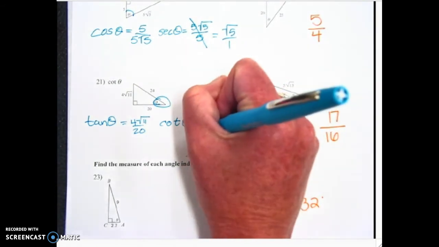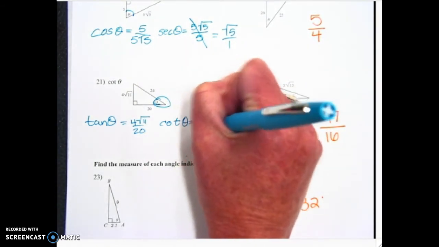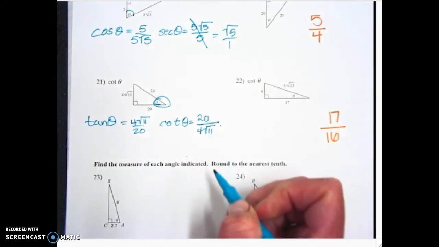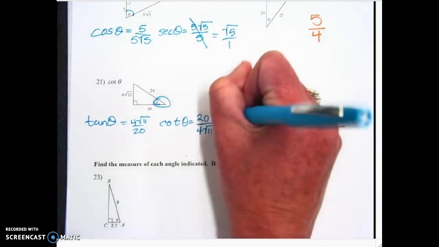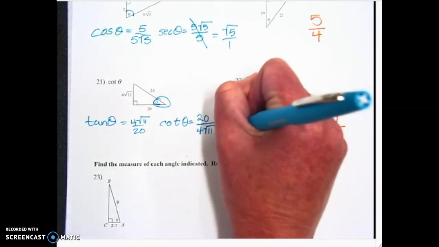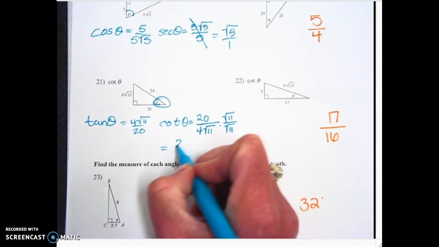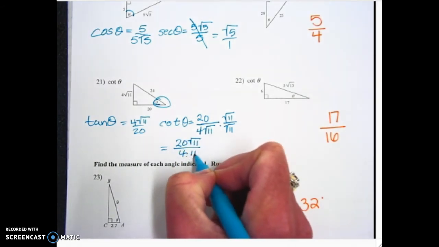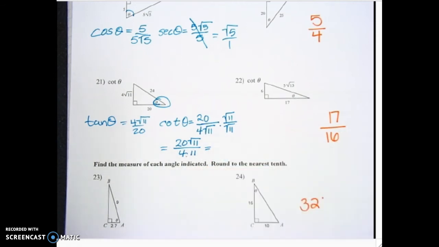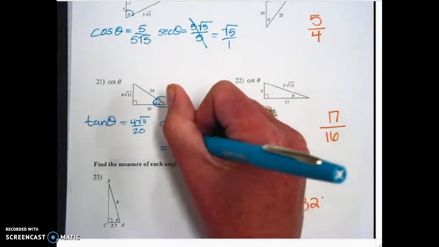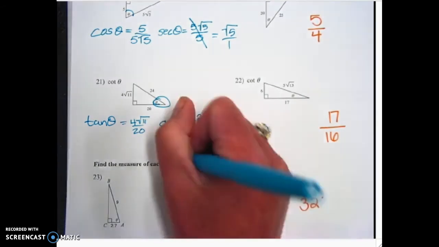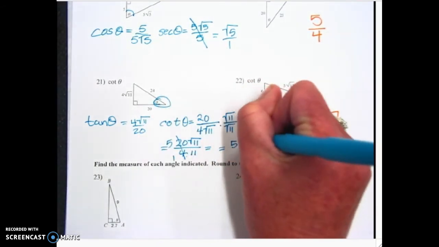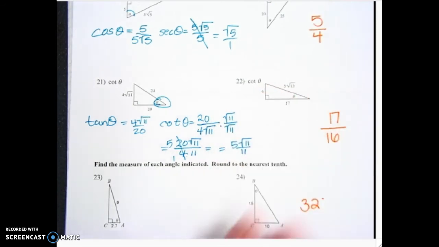So 20 over 4 rad 11. Can't have the radical in the denominator, so you need to multiply by square root of 11 over square root of 11, which gives you 20 square roots of 11 over 4 times 11. And then 4 goes into 20 5 times. So 5 square roots of 11 over 11.